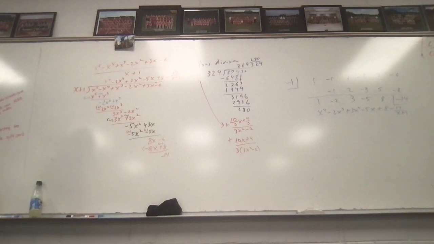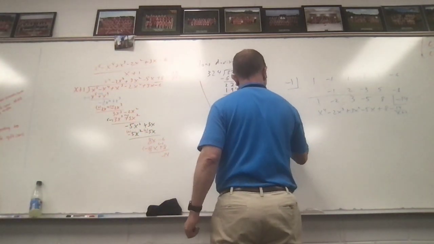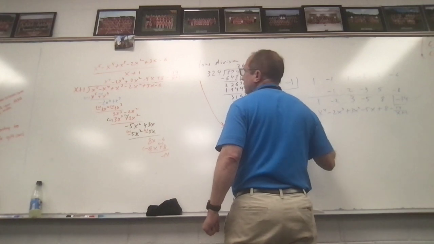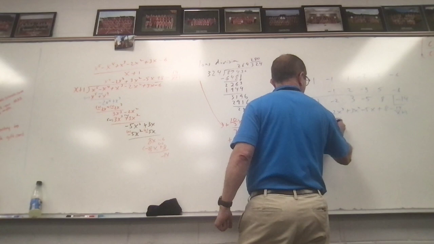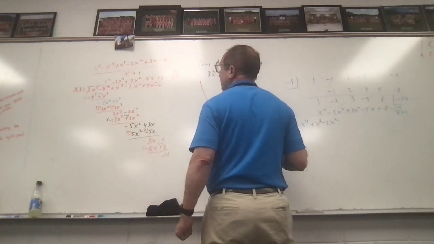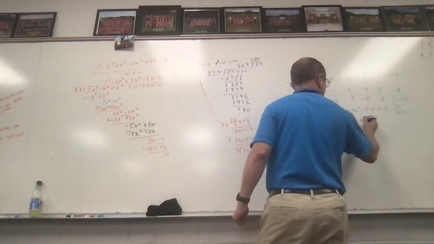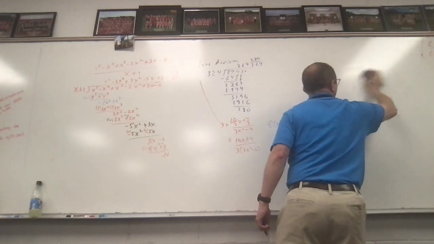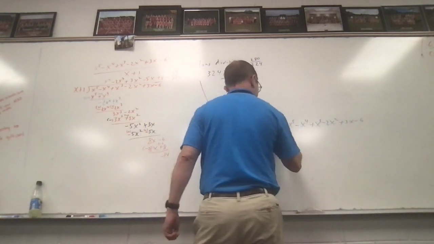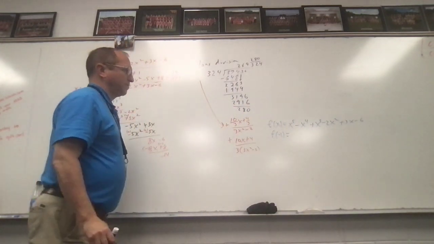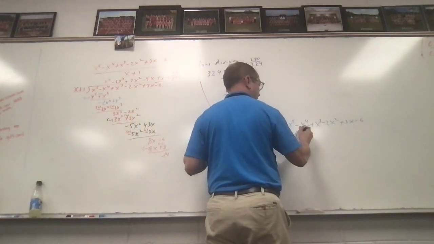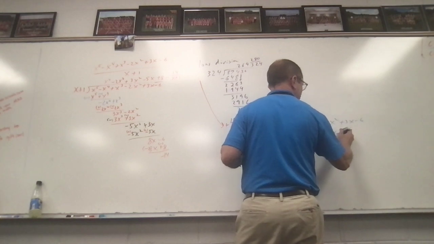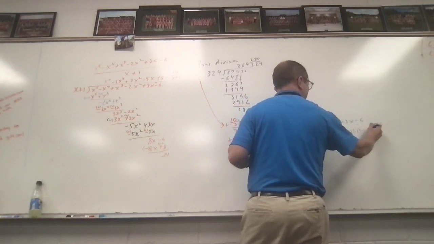moving on from here, if I said that f of x was equal to x to the 5th minus x to the 4th plus x cubed minus 2x squared plus 3x minus 6, and I wanted to know from that, what is f of negative 1? Well, that would be negative 1 raised to the 5th power minus negative 1 raised to the 4th power plus negative 1 cubed minus 2 times negative 1 squared plus 3 times negative 1 minus 6.